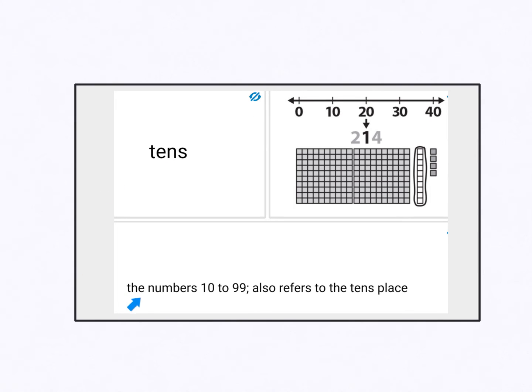Tens are the numbers from 10 to 99. This also refers to the tens place. So here in our visual, we see 10, 20, 30, 40. If this number line continued, the tens place would be all the way up to 99. Here, our arrow is pointing to the 1, which is in the tens place. So we see that there is one bundle of 10.